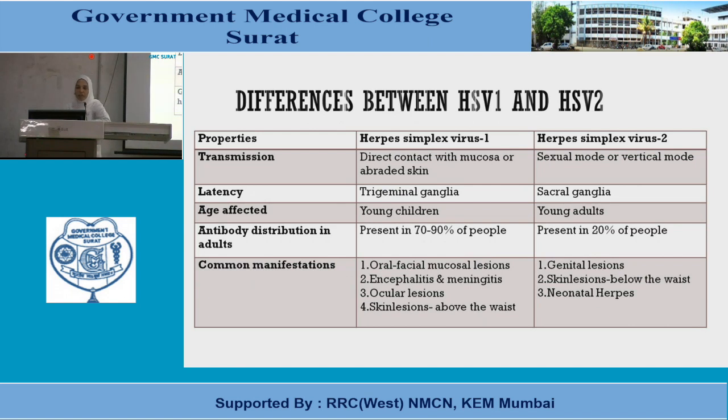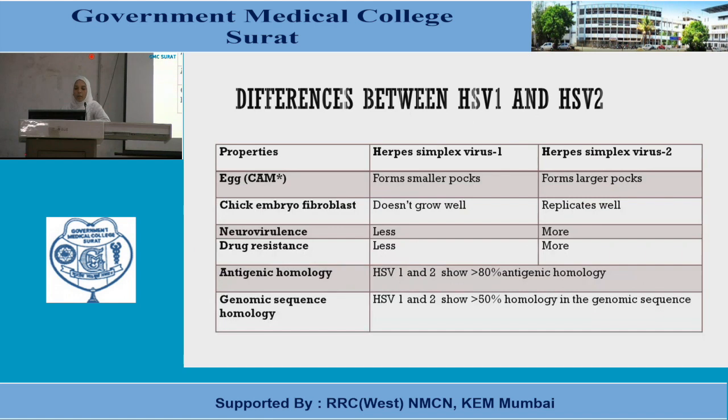In egg, if you see the chorioallantoic membrane, HSV-1 will cause smaller pox, okay? But herpes simplex 2 will make larger pox. So according to the pox size, you can differentiate them when you cultivate them. But when you cultivate them on chick embryo fibroblast, they do not grow well if it is herpes simplex 1. But if it is herpes simplex 2, they will replicate very well.